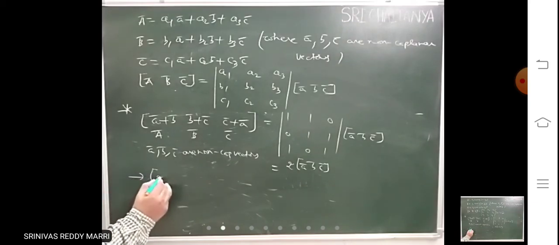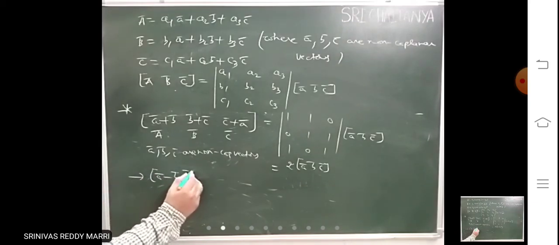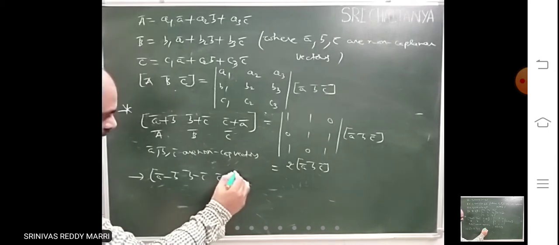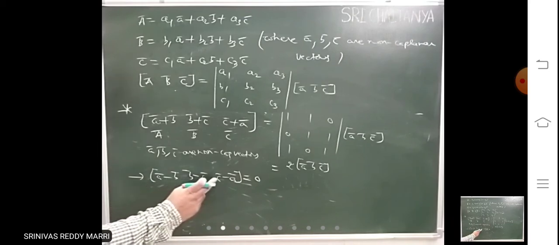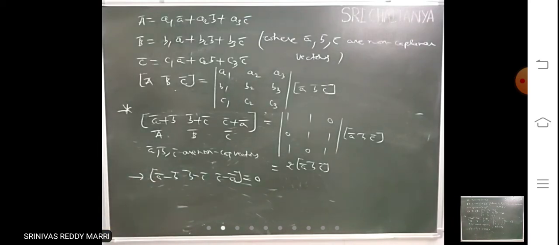In a similar way, box of A bar minus B bar, B bar minus C bar, C bar minus A bar is nothing but 0.